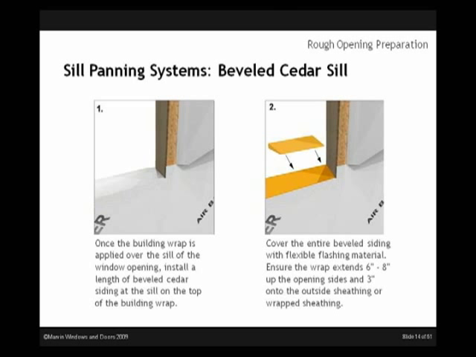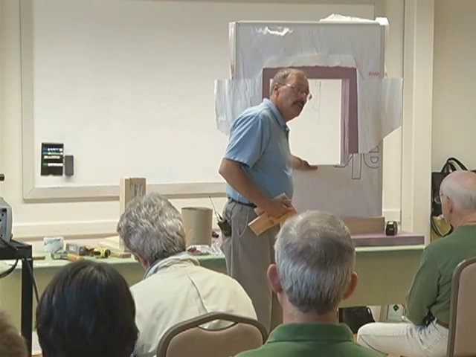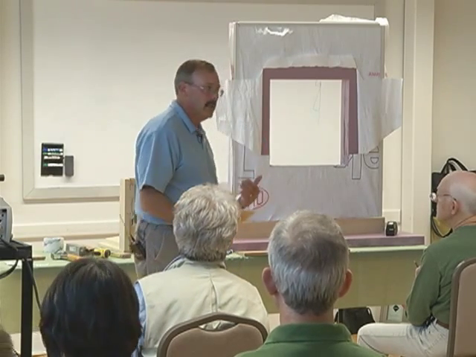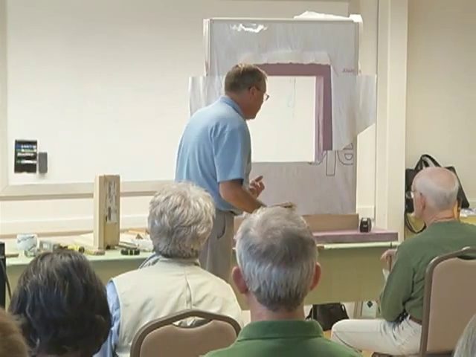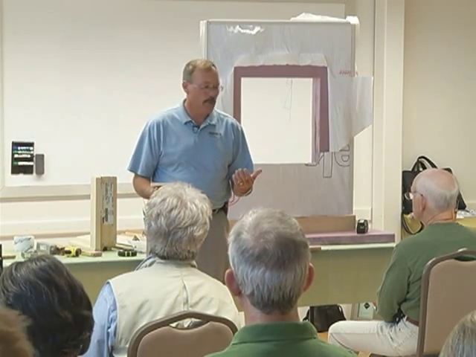But the system I want to talk about today is creating a sloped rough opening sill, and that is what we recommend for window installations. If it's new construction, your contractor can slope the framing somewhat when he builds the place. But I have an idea that you're all here because of replacing windows in an existing home that's not going to have a sloped sill, so we recommend that you create a sloped sill for your home.